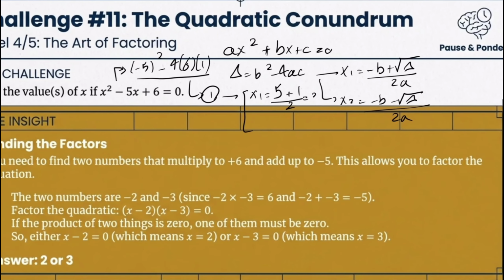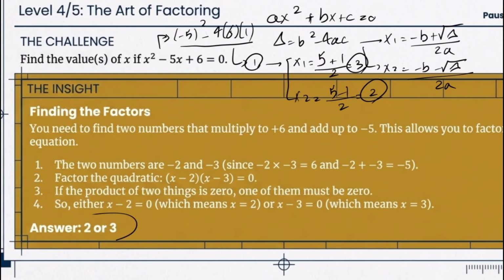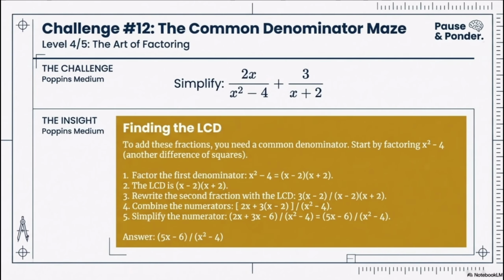divided by 2. So this one would be 3. My x2 would be 5 subtracted by 1 divided by 2. It's going to be what? It's going to be 4 divided by 2, so it is 2 itself. So at this point, I do have two answers, 2 or 3. Since I don't have any limitation for my answer, I can consider both of them as my final value.